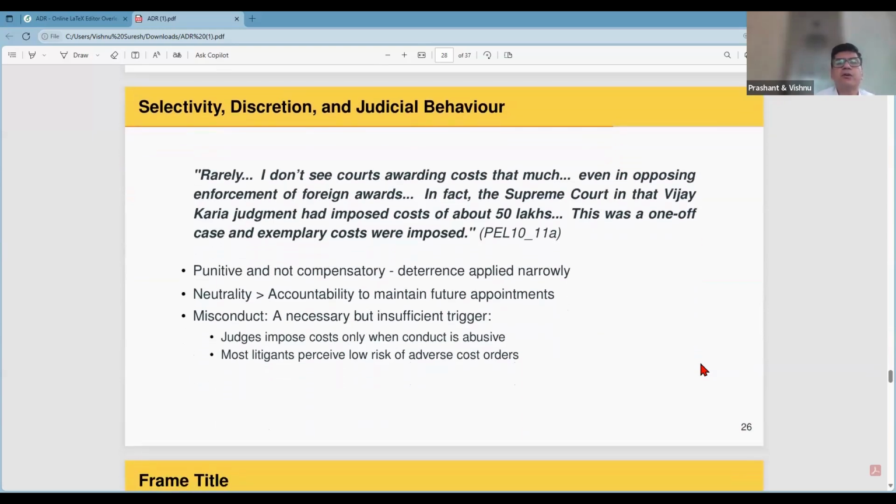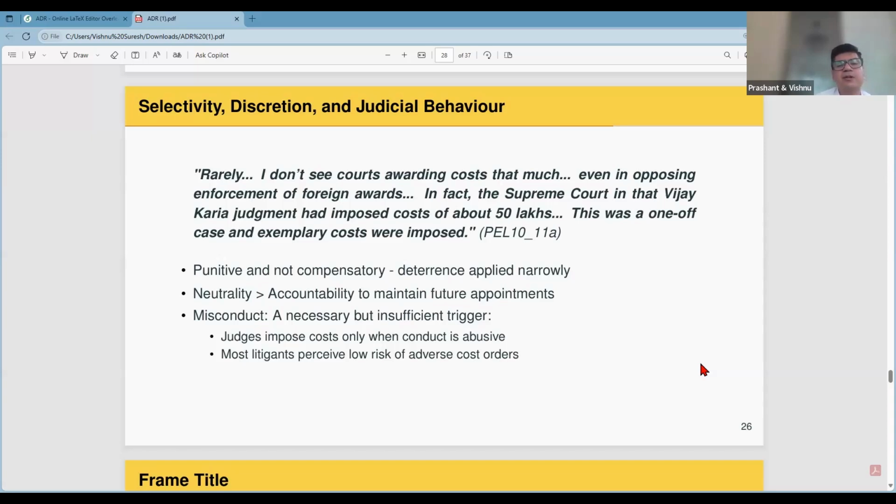Another stakeholder said that I don't see courts awarding costs that much, even in opposing enforcement of foreign awards. There is one case, the Vijay Carrier case, where the Supreme Court had imposed costs of 50 lakhs, but that was an outlier. So costs are punitive. They are not compensatory. They are not indemnity based. It's important for the adjudicator to appear neutral, rather than to hold lawyers or parties accountable.